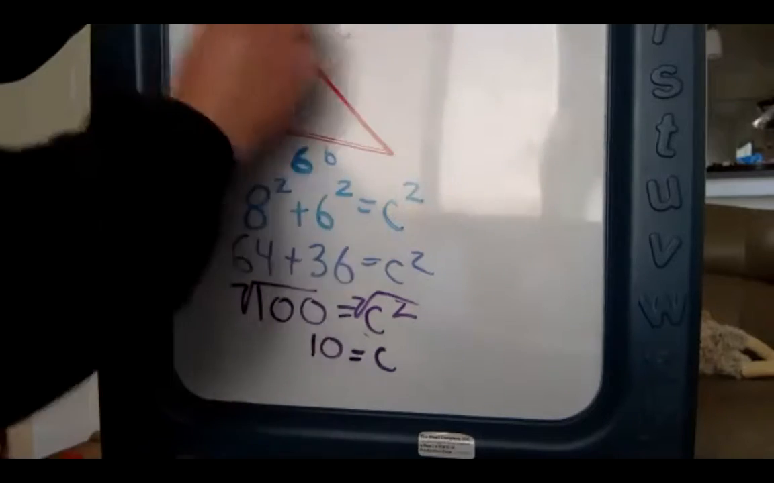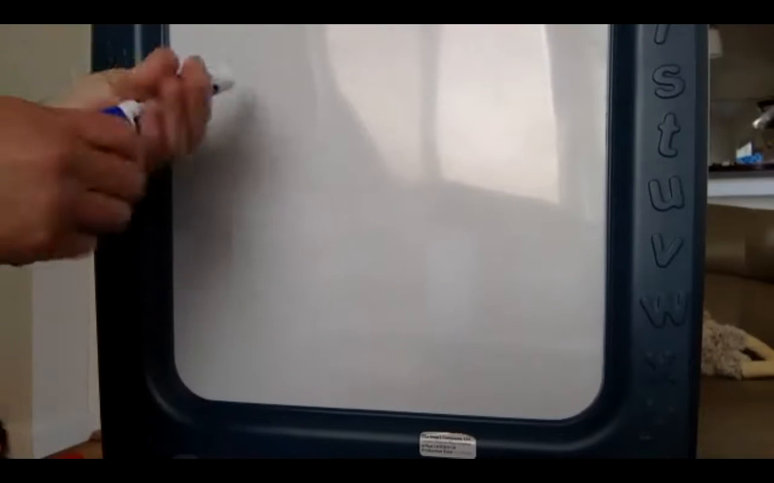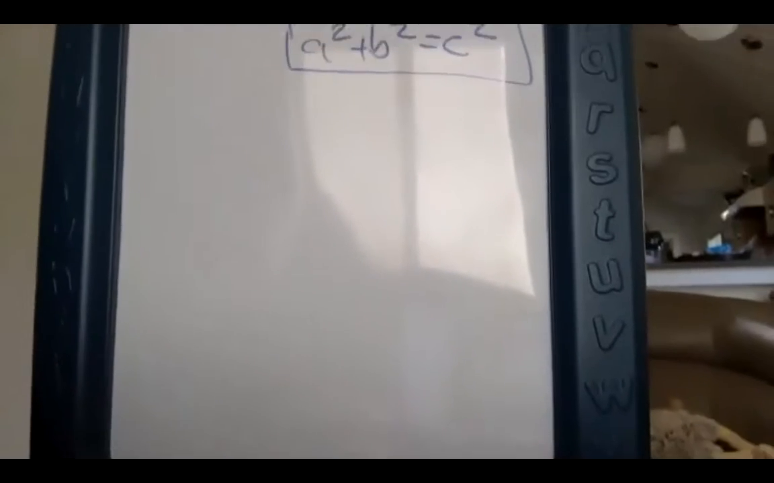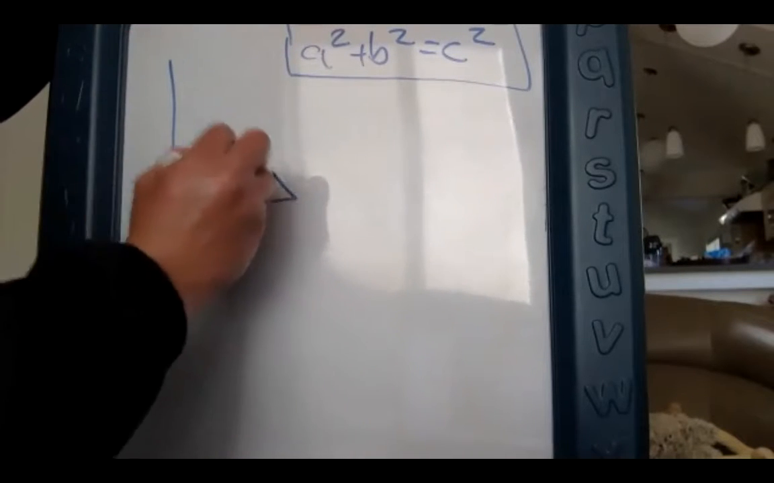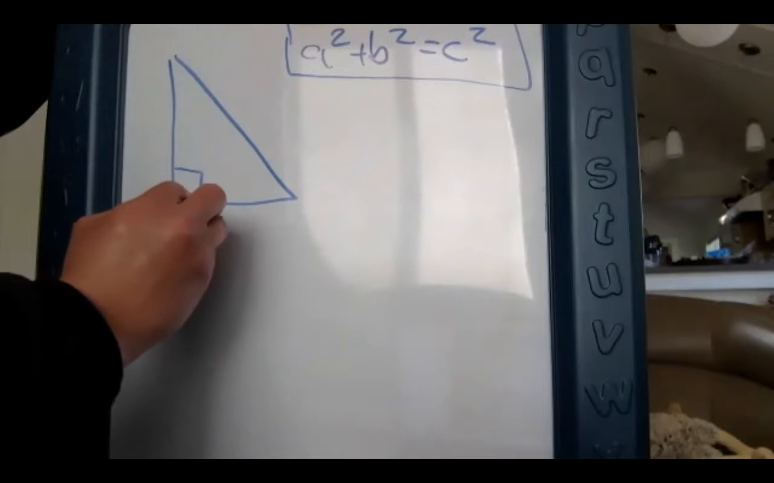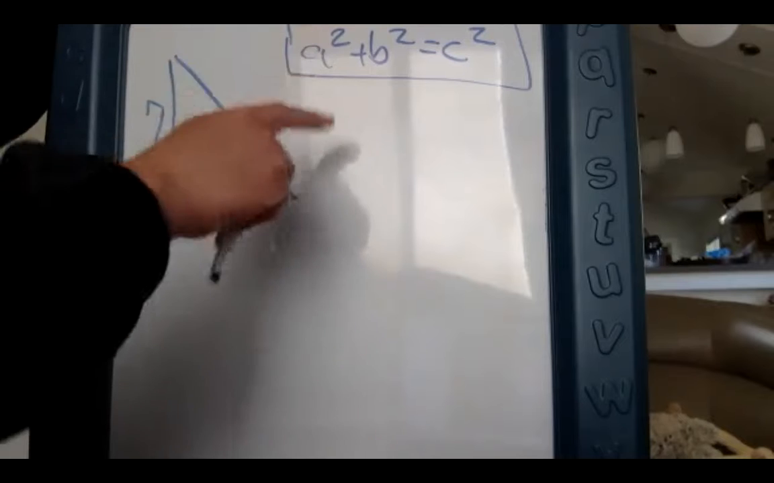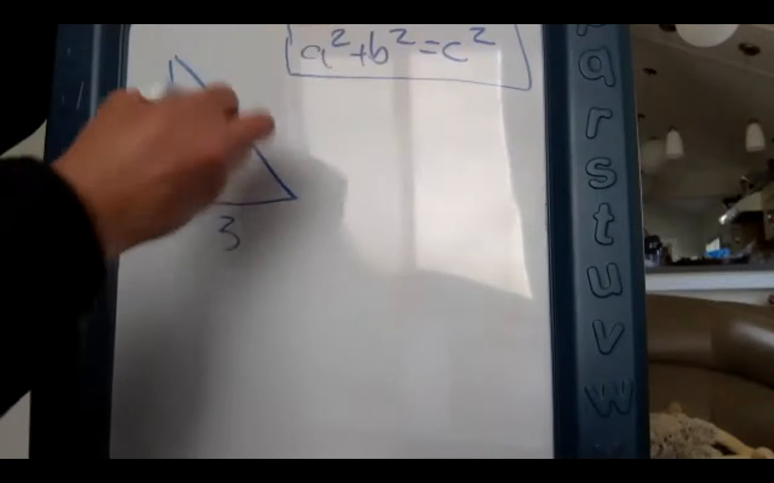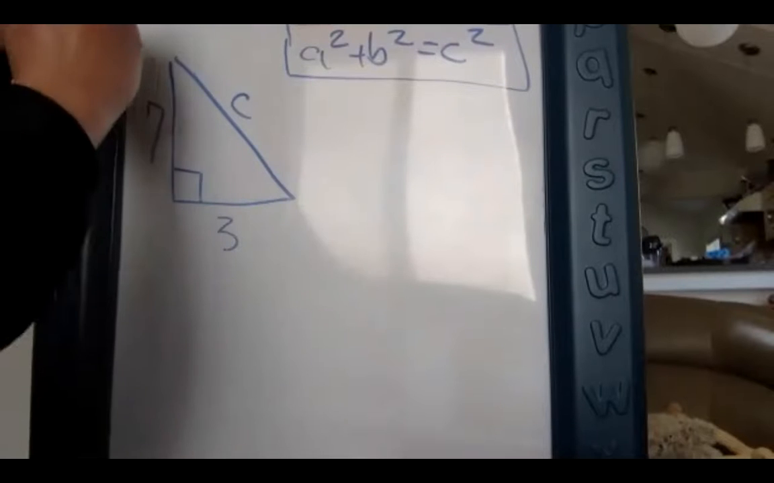Okay, I'm going to put 2 up here, and I'm going to give you a minute or 2 to try them on your own, and then we're going to do them together, okay? So the first one I would like you to try: here's a right triangle, and this right triangle has side lengths 3 and 7. And we're going to be using a squared plus b squared equals c squared. Here's my c. I don't know what that is. That's your first problem.